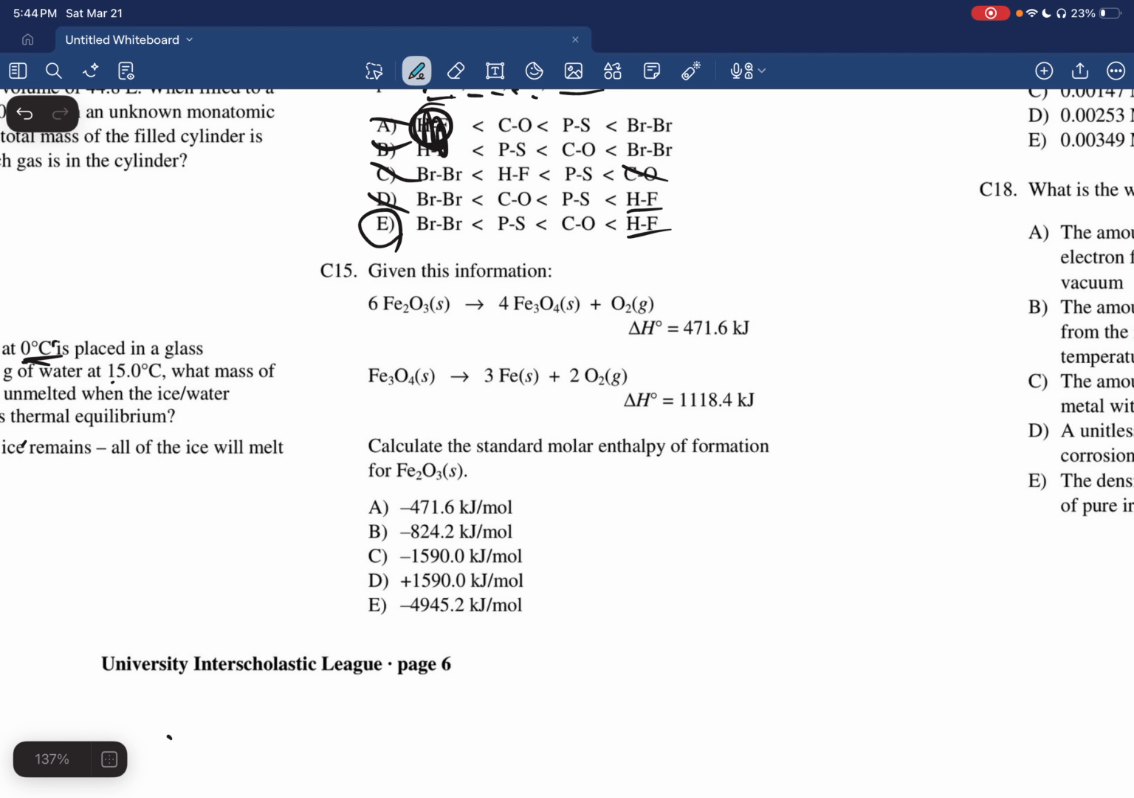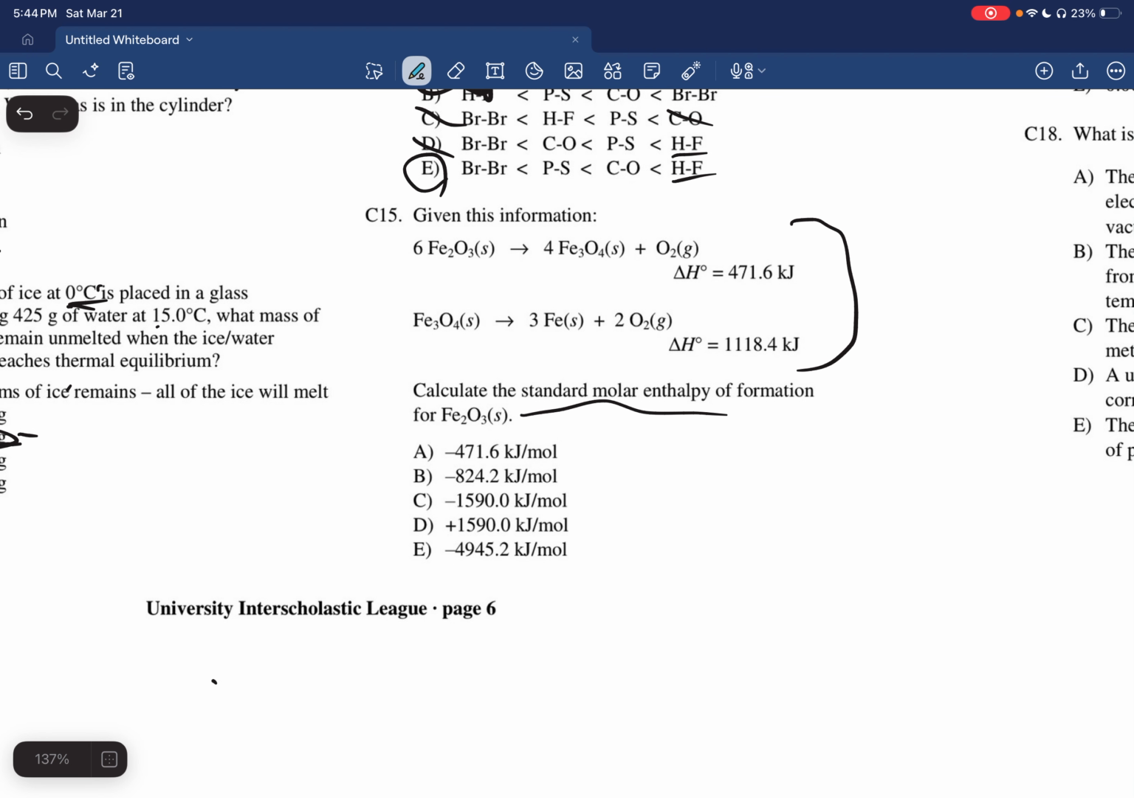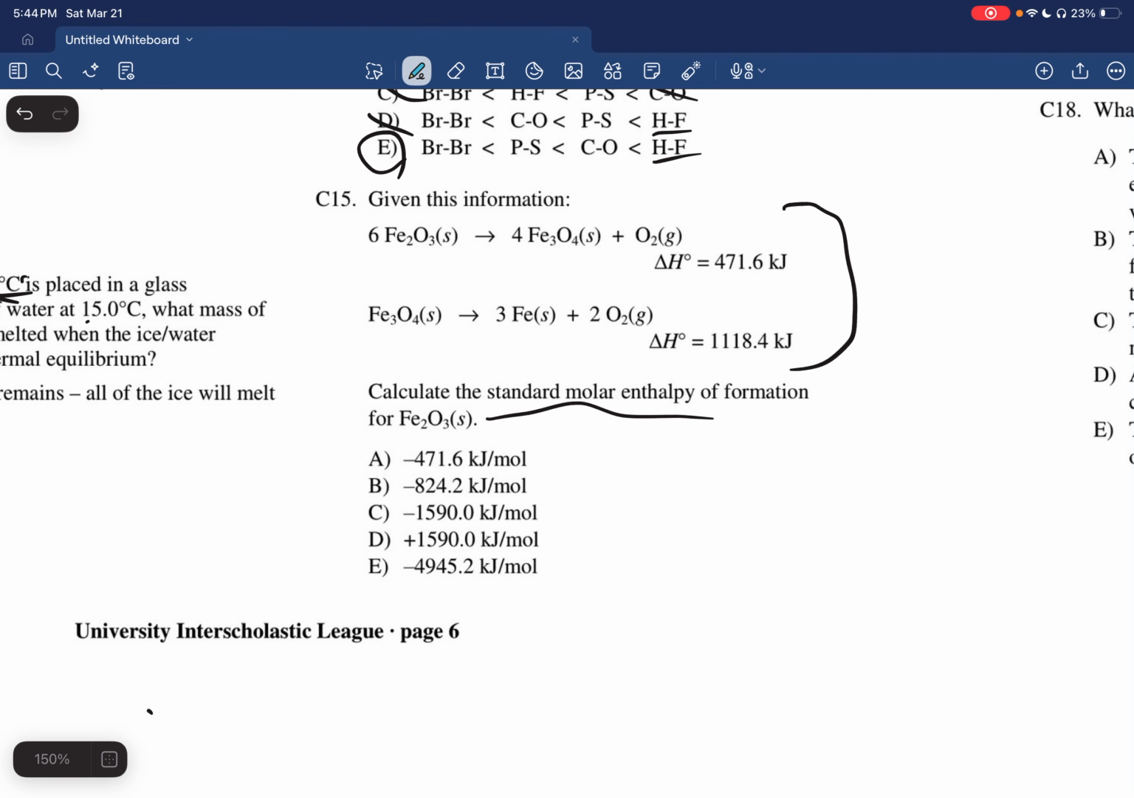And so moving on, question 15, it's going to be a Hess's law problem, and it gives us this information and it wants us to calculate the standard molar enthalpy of formation for iron 2 oxide, Fe2O3. So what we need to do here is formation. So formation means that it's going to end up on the right side eventually, and that standard molar enthalpy means we only have 1 mole of it.